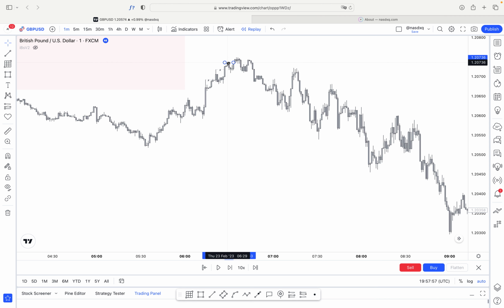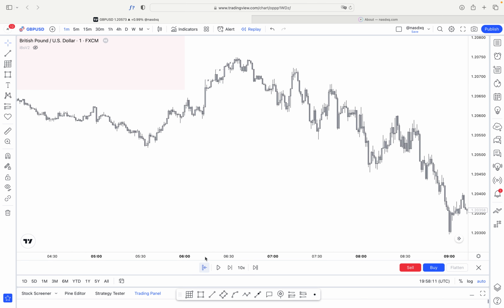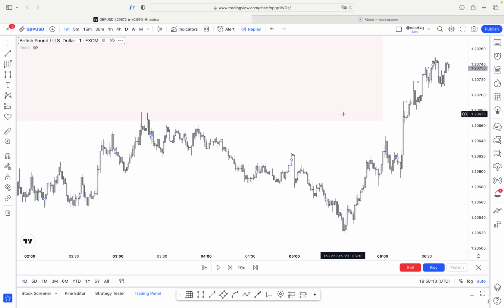Right, there we go, liquidity sweep there as well. Okay, so we've got our liquidity sweep multiple times. I'm pretty happy that that has happened. So what I'll be looking for in here at this point, I'll just replay this so it's easier.